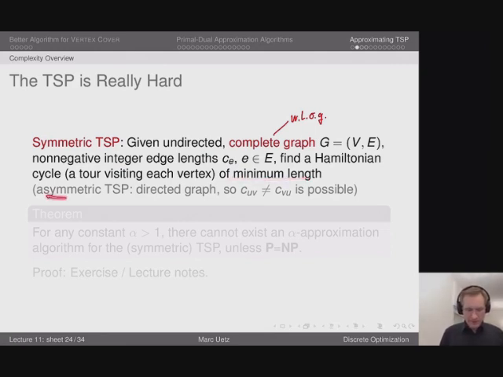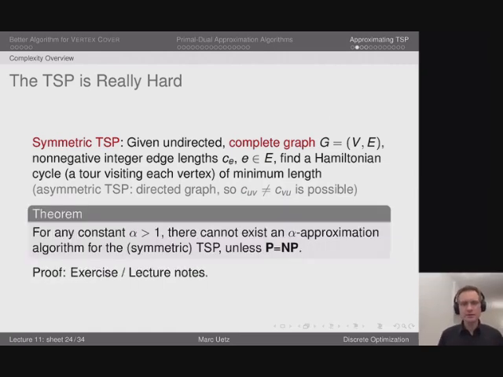The asymmetric version of the problem would be the generalization where the trip from U to V could be different from the trip length from V to U. And the first theorem says that we cannot approximate the traveling salesman problem in general at all. So the theorem is that for any constant alpha, we cannot have an alpha approximation algorithm for the symmetric TSP unless P is equal to NP. And so that's very bad news.